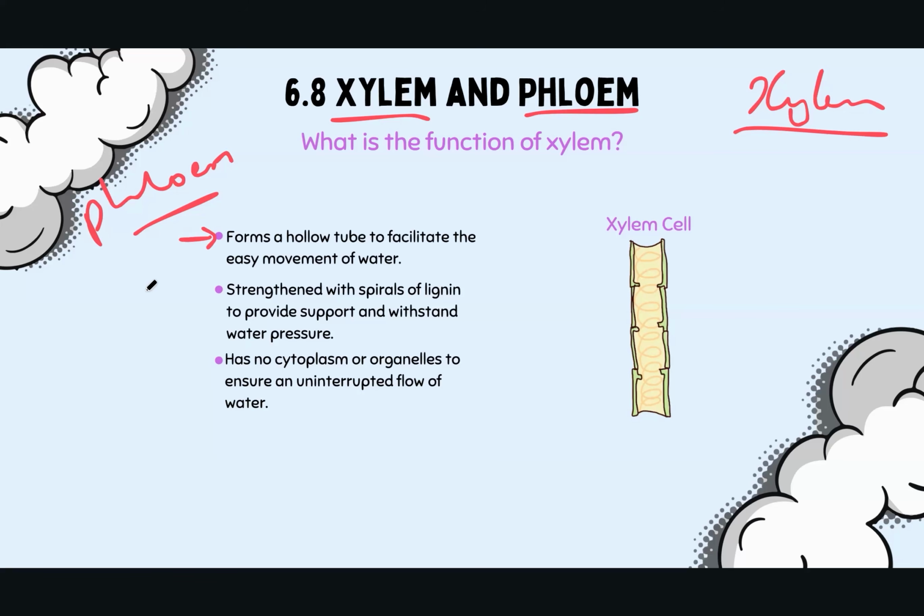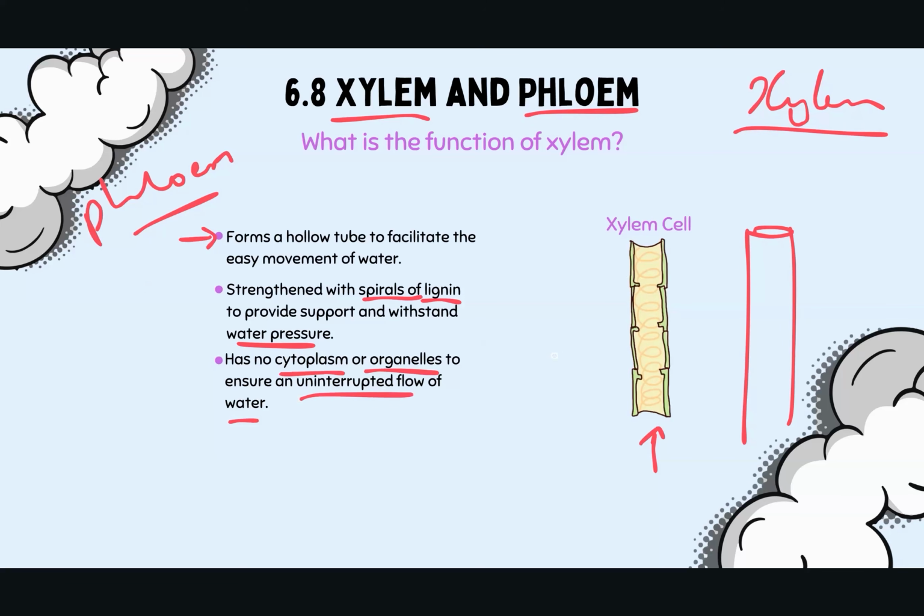So, number one, xylem forms a hollow tube to facilitate the easy movement of water. So there's your hollow tube there. It's a little bit like a straw. Then it's strengthened with spirals of lignin. So this lignin helps it stay strong, and that provides support and withstands water pressure. Because, for example, let's say this is a straw. Actually, I'll explain that in a second. It has no cytoplasm or organelles, and that's to ensure an uninterrupted flow of water.